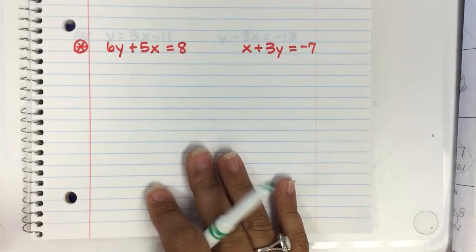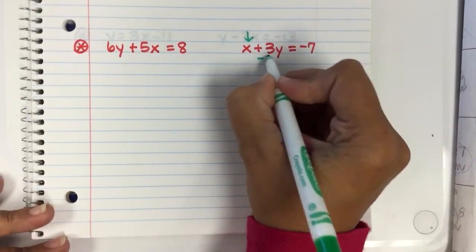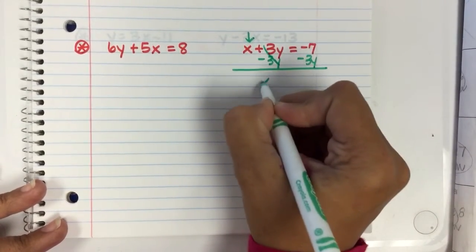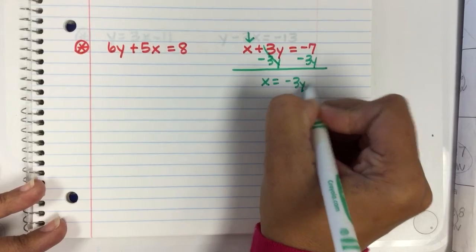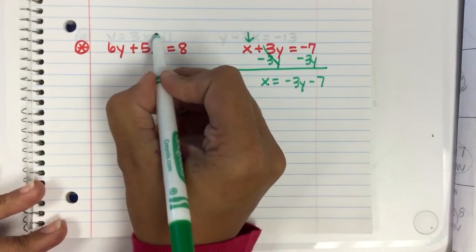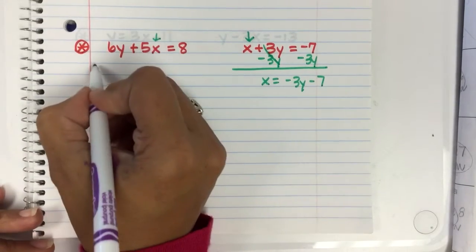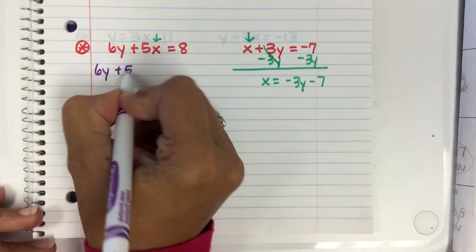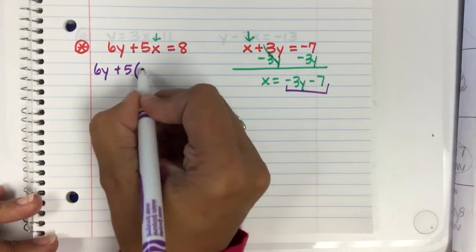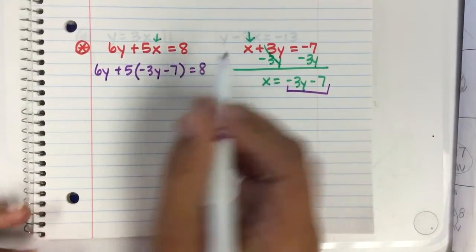All right, here I'm going to solve this one for x because x doesn't have a coefficient. So I'm going to subtract 3y, and I'm going to have x is equal to negative 3y minus 7. Now x is negative 3y minus 7, so I'm going to put that in the place of x. So 6y plus 5 times x, which is negative 3y minus 7.